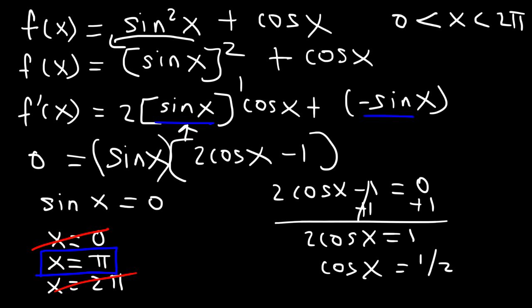Now, when is cosine positive 1/2? Cosine is positive in quadrants 1 and 4. Cosine 30 is equal to the square root of 3 over 2, but cosine 60 is 1/2. So therefore, x is going to be 60 degrees, which is the same as pi over 3. Pi is 180. 180 over 3 is 60. And in quadrant 4, it's going to be 5 pi over 3, which is 300 degrees. That has a reference angle of 60 in quadrant 4 because 360 minus 300 is 60.